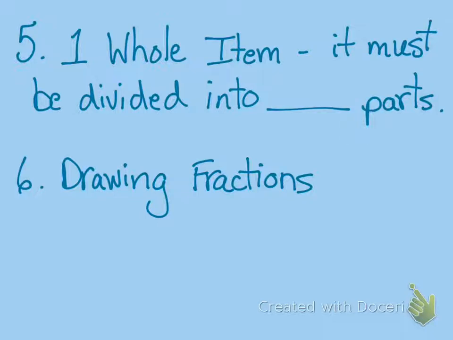Number 5. Okay, when we're talking about one whole item with fractions, like a cookie, like a pizza, like a chocolate bar, it must be divided into something parts. There's a word that needs to go in there, a mathematical word. So when we're talking about the parts, what do we have to be careful about when we're chopping that up into parts? So I would like you to copy all of that out and take your best guess at the word that goes in there. Pause the video and then play again when you have your guess and your sentence.